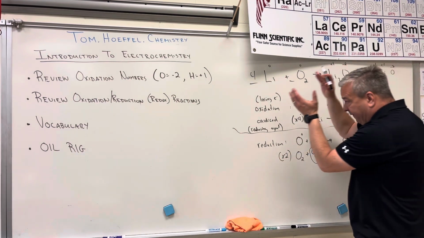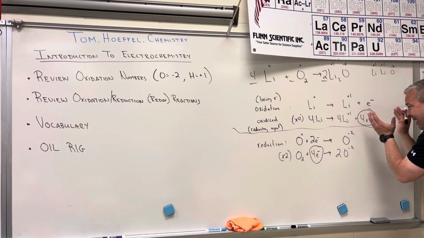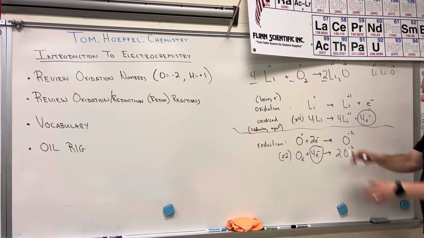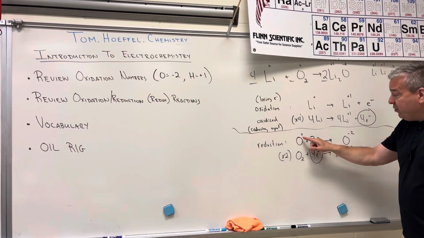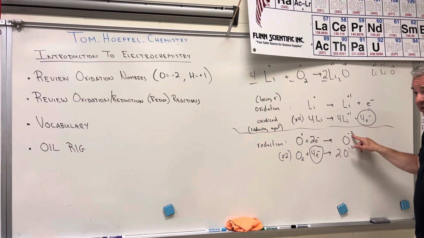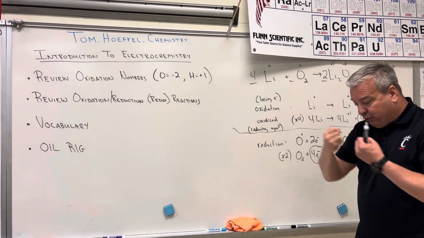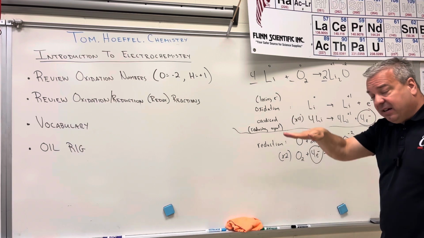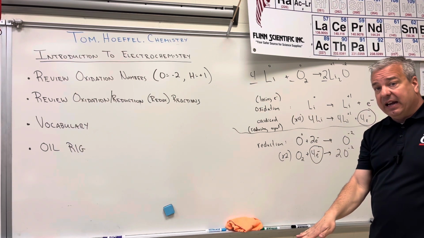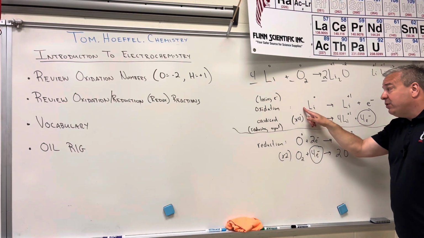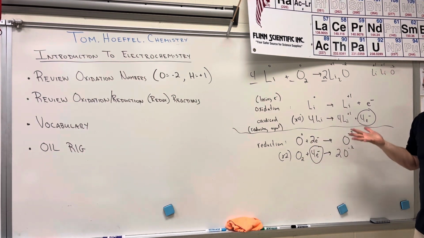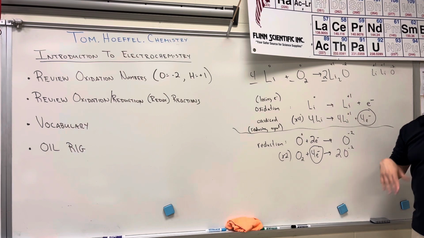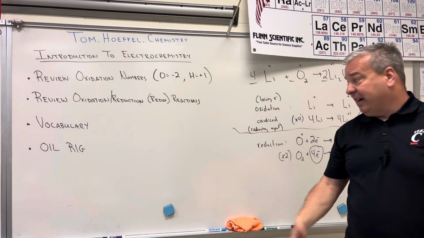So if you're going to have oxidation, something that's losing electrons, you've got to have reduction, something that's gaining the electrons. And when you gain electrons, your oxidation state is going to decrease, because electrons are negative. If you take them in, that's going to decrease your oxidation state. Whereas if you're losing the electrons, if they're being pulled off of you, your oxidation state is going to go up.